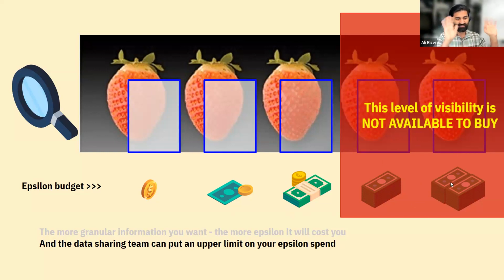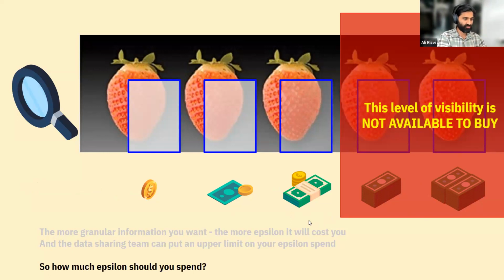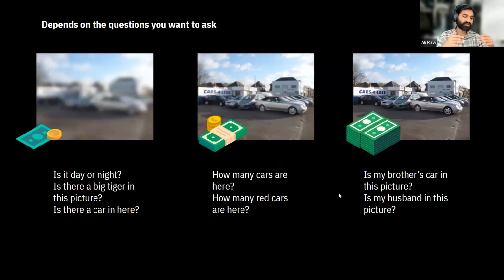So this level of visibility you can't buy from us, right? And this basically is the concept of an epsilon budget: you have some limitation on how much clear glass you can buy to look at the data. Now the question becomes, how much epsilon should you be spending to look at the data? How do you decide? Do I need a blurry glass? Do I need a very clear glass? And that really depends on the kind of question you want to ask from the data.